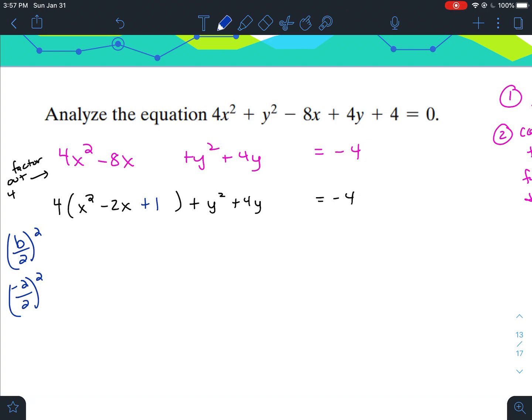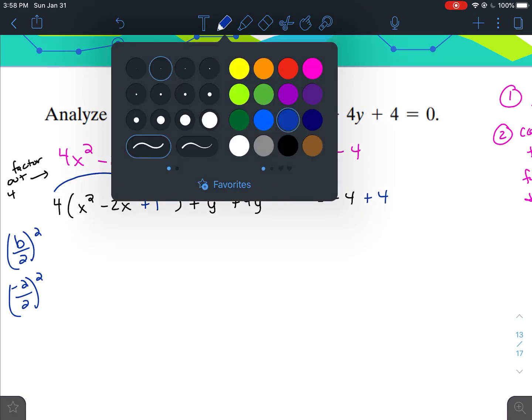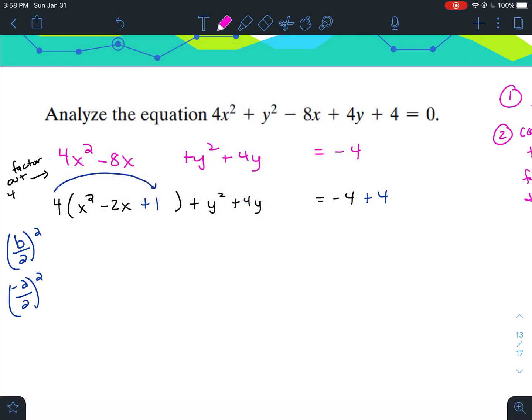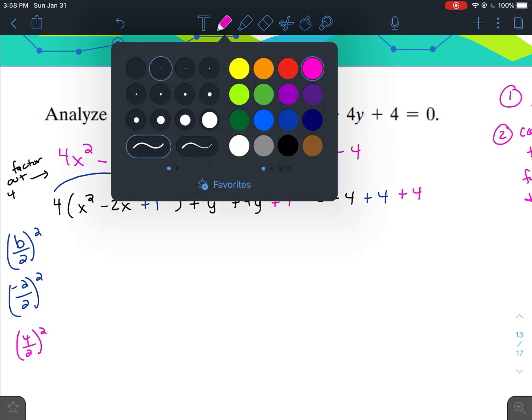But whatever I do to one side, I have to do to the other. But I'm not just adding 1 to that side. I'm actually adding 4 times 1 since I factored out that 4. So I'm going to add 4 to the right side to keep the equation balanced. And now for the y's, I'm going to take the b term, divide by 2 and square it. So 4 divided by 2 is 2. 2 squared is 4. So I'm going to add 4 to complete the square for the y's. Whatever I do to the left side, I have to do to the right side. So I'm going to add 4 to the right side.